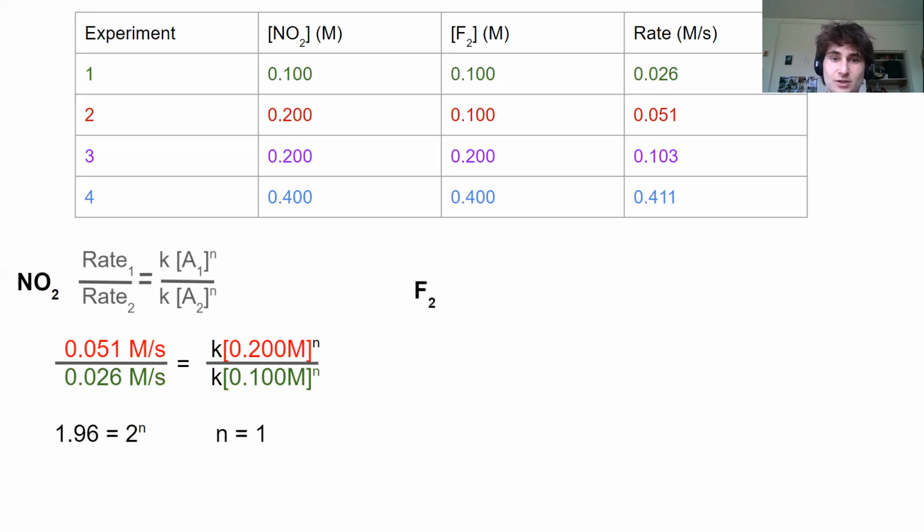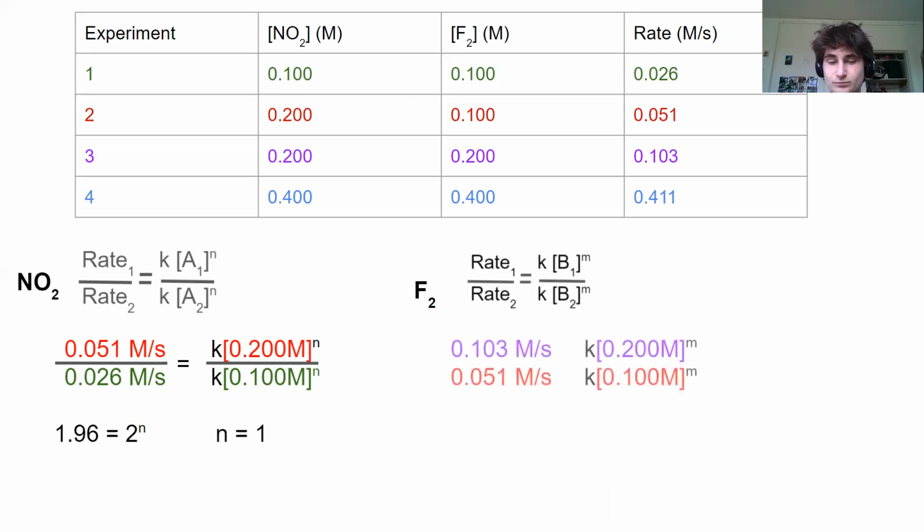For F2, we're going to use the same equation. I just substituted B and M since this is our second reactant. And we're going to use the second and third experiments because in this section we can see that the concentration of F2 is changing, but not the concentration of NO2. And so we're going to put that in an equation. And again, the units are going to cancel. K is going to cancel. We're going to end up with 2.02 equals 2 to the M, and M equals 1.